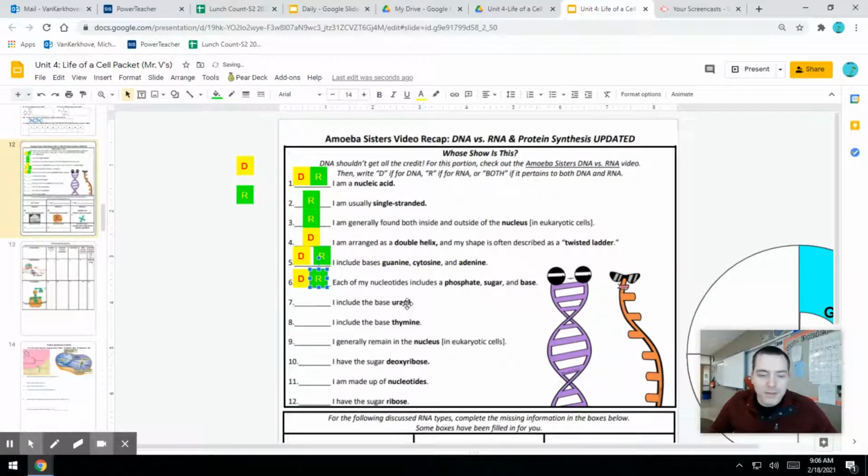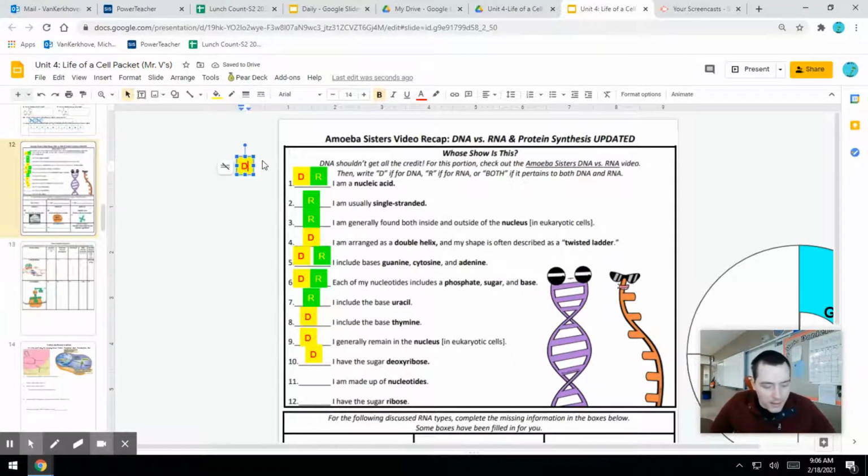I include the base uracil, that is RNA. I include the base thymine, that is DNA. I generally remain in the nucleus, that is DNA. I have the sugar deoxyribose, that is DNA. I am made up of nucleotides, that is both DNA and RNA.